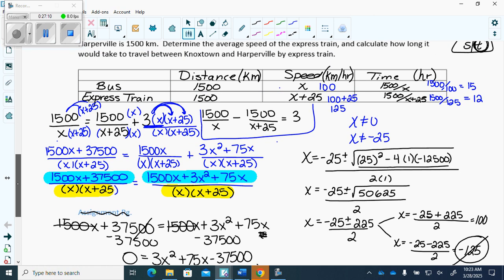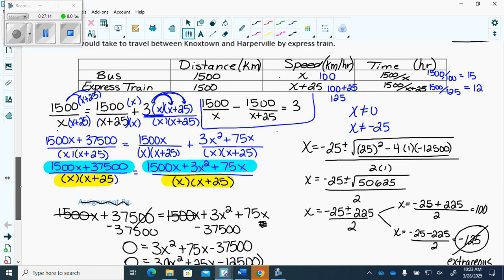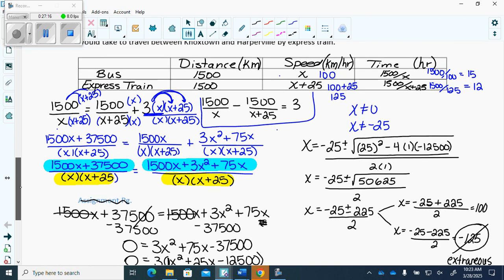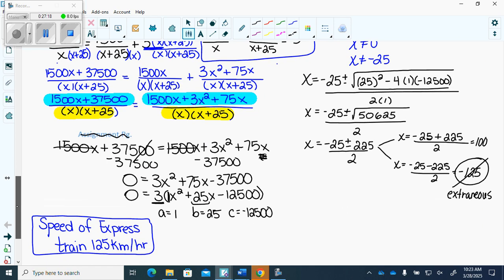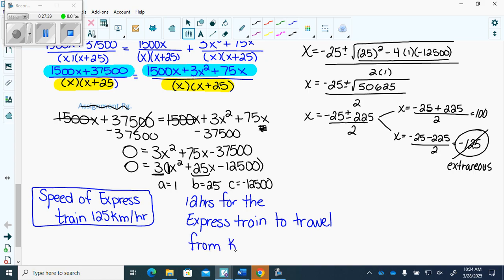Then it was calculate how long it would take from Knoxtown to Harperville. 12 hours. Okay. 12 hours for the express train to travel from Knoxtown to Harperville.